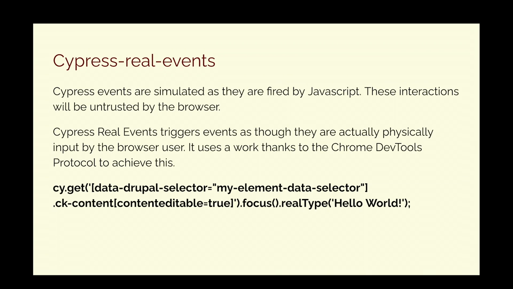So to get around the issue we talked about before, where you can't interact with CKEditor 5, you get the data selector you're looking for, the CK content editable true. You put focus on it, and you use the method provided by Cypress Real Events, real type. The real type isn't concerned that it's targeting an input element and injecting that text into it.